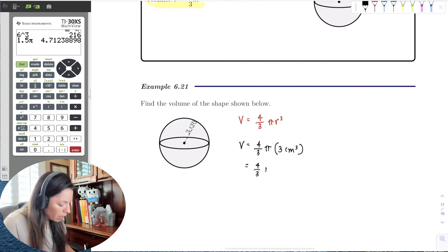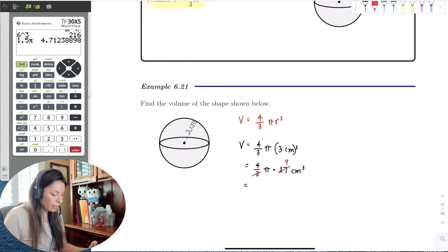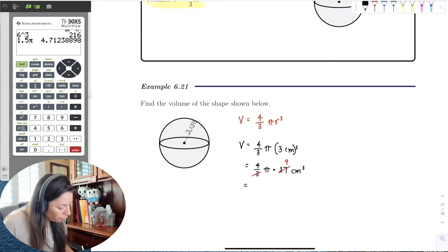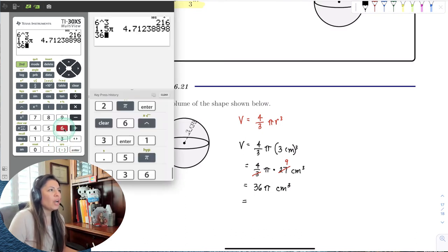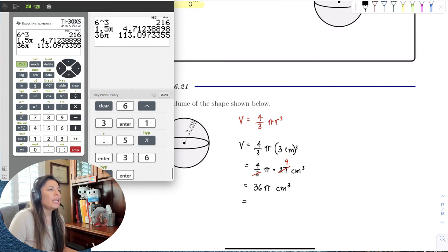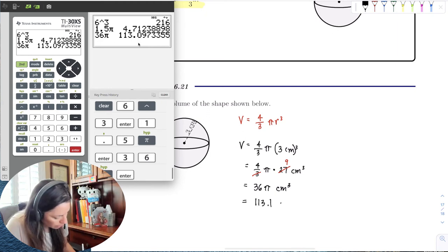And so we get 4/3 pi times 27 centimeters cubed. Now at this point, I would like to reduce the 3 out of here and know that 27 divided by 3 is 9. And then I'm left with 4 times 9, which is 36 pi cubic centimeters. Now, of course, I don't leave it like that. I could leave it like that if they wanted me to, or I could put 36 pi in here and have 113. And then once again, it gave me a whole number, so I'm going to round to the nearest tens place, which would be one past the whole number. My test digit is 9, which means I'm going to have 113.1 cubic centimeters.